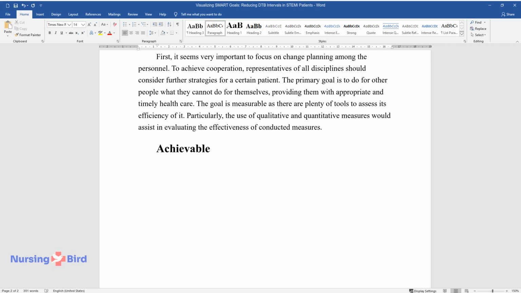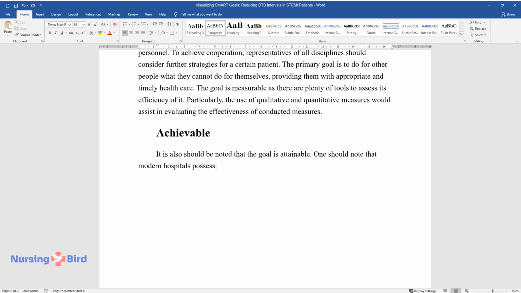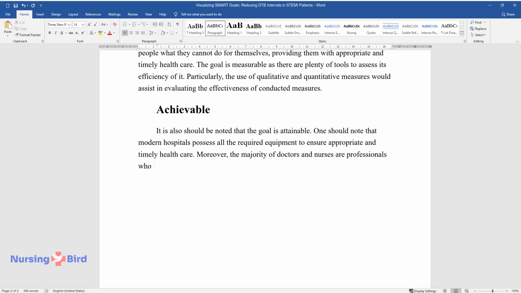Achievable. It should also be noted that the goal is attainable. One should note that modern hospitals possess all the required equipment to ensure appropriate and timely health care. Moreover, the majority of doctors and nurses are professionals who can provide STEMI patients with necessary help if required and decrease DTB intervals.